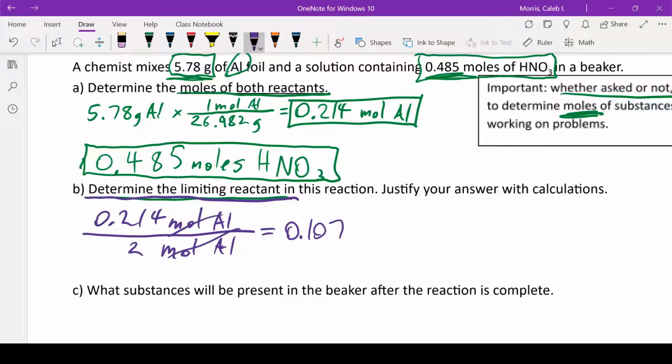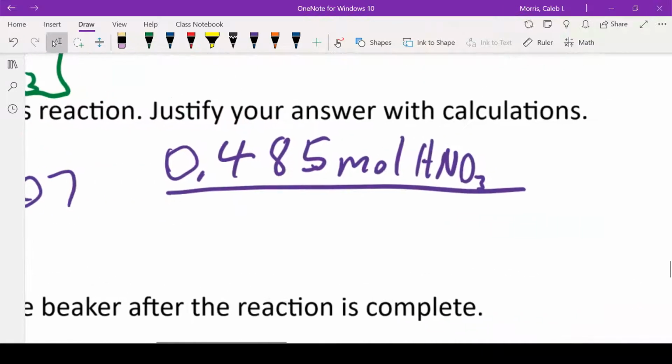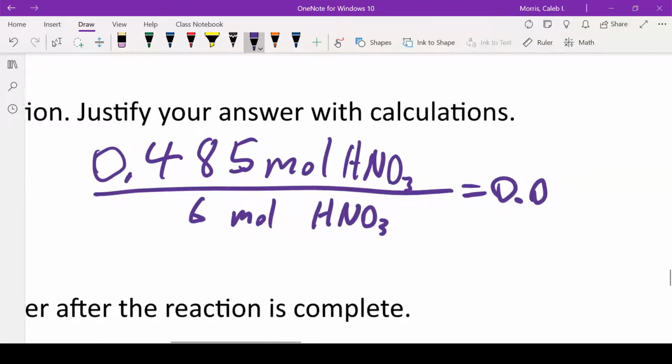All right, and then the other value we're going to use is moles of HNO3, 0.485 moles of HNO3. And then in the denominator, we need to look at our equation, 6 moles of HNO3. So those are two different fractions. 0.485 over 6 will give us 0.0808.